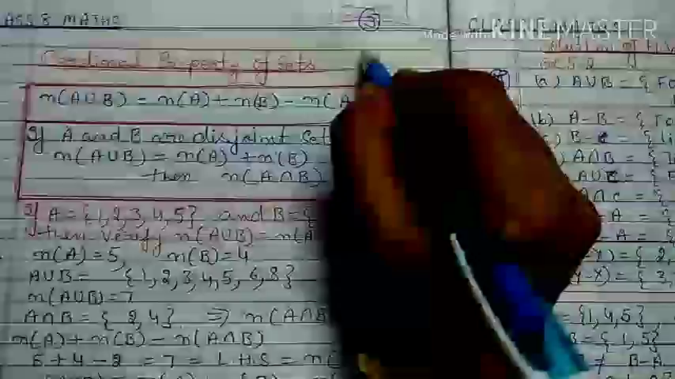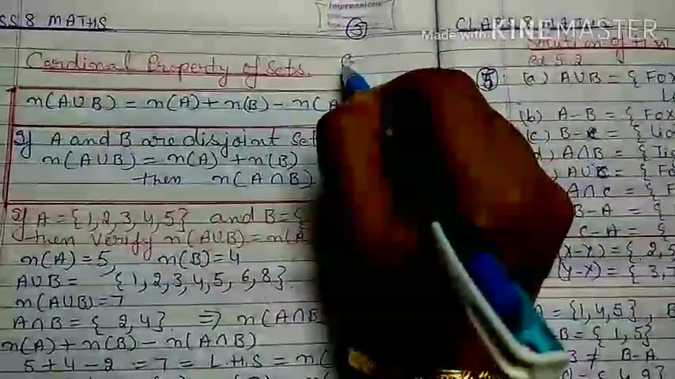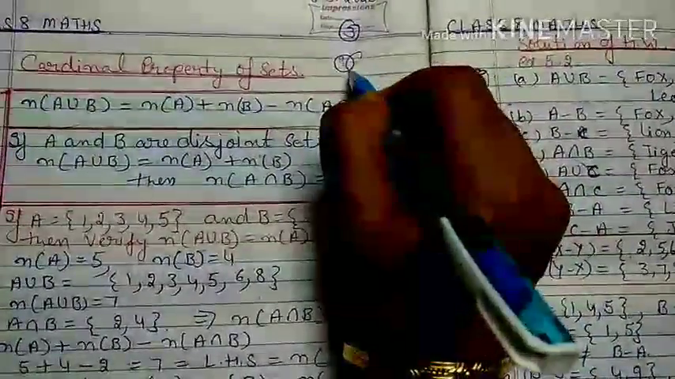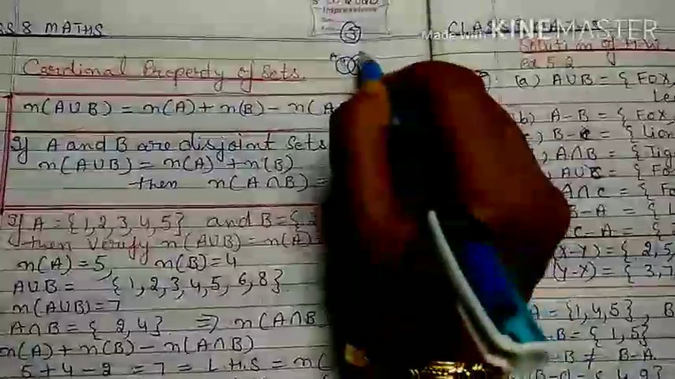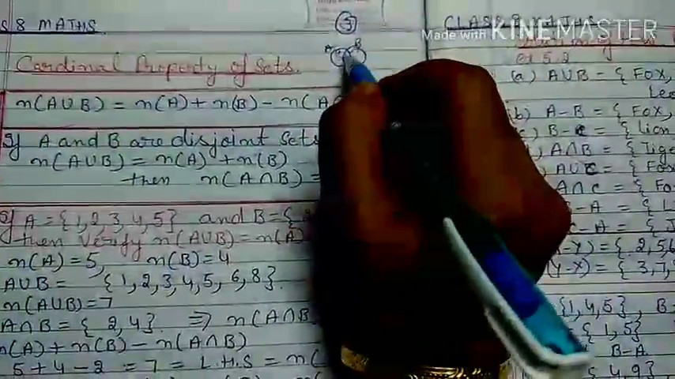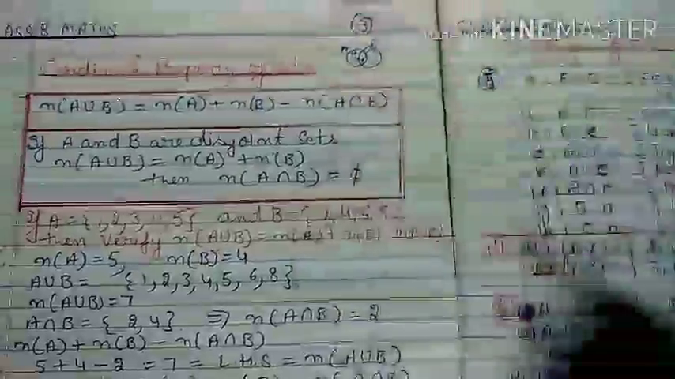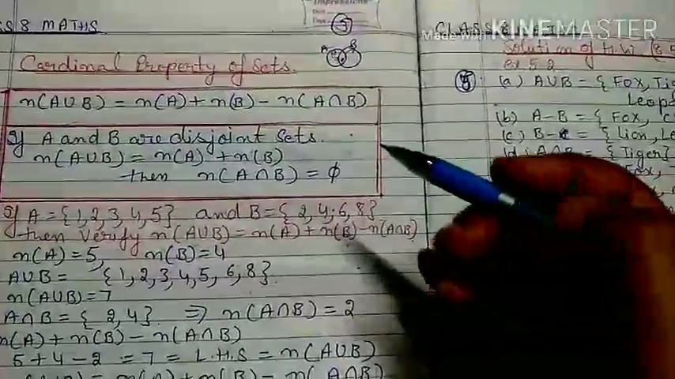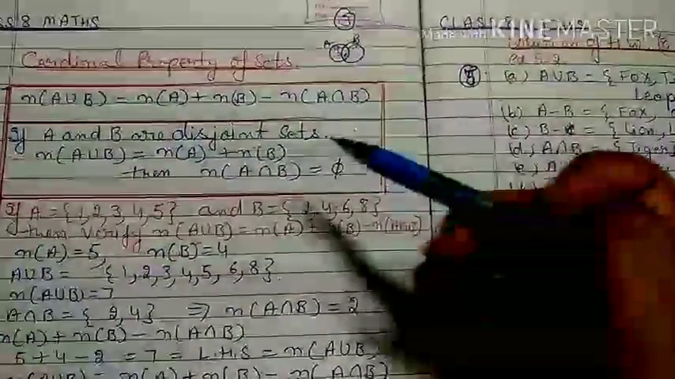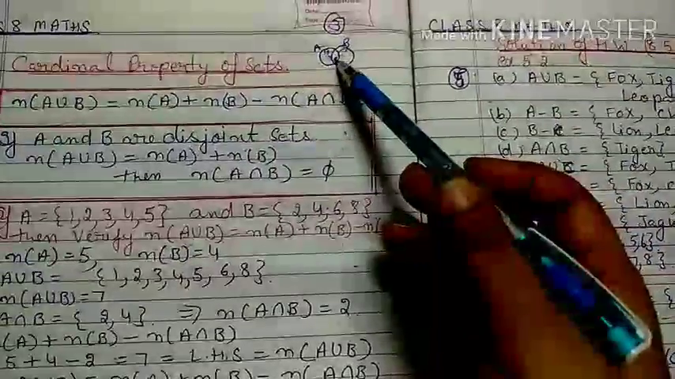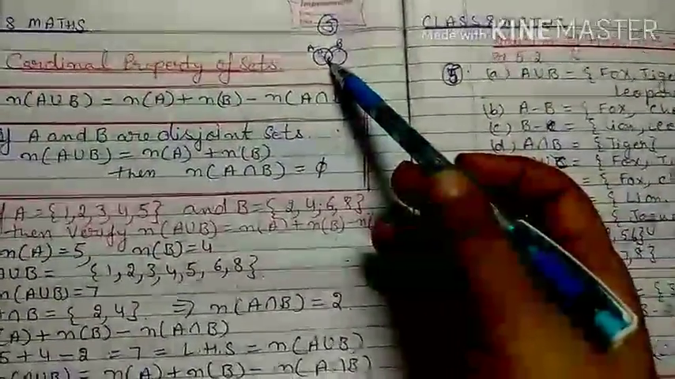Cardinal property means if I have sets like this, this is A, this is B. So this is my A set, this is my B set, and this is the common element between A and B. If you are going to write A union B, you already know that in A union B, repeated elements we write only once.